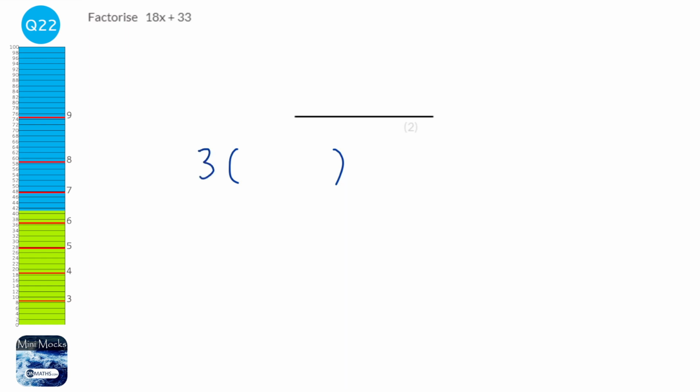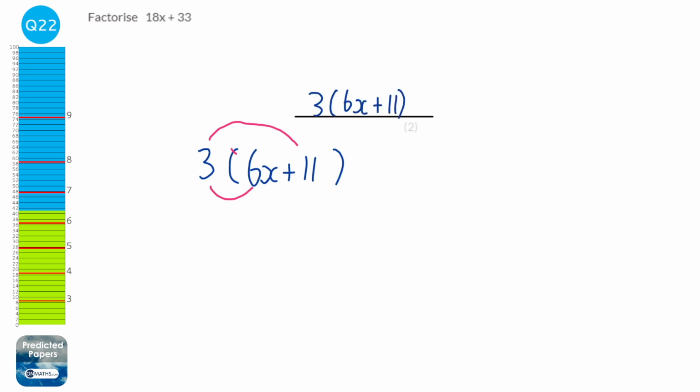And there's no letter we can divide out of both of them because 33 doesn't have a letter. Next we ask ourselves, 3 times what is 18x? Well, 3 times 6 is 18. 3 times 6x will be 18x. Then we ask ourselves, what times 3 is 33? And that's obviously going to be 11. And you can expand that. 3 times 6x is 18x. 3 times 11 is 33. So we know we've got the right answer. So our answer is 3 brackets 6x plus 11.